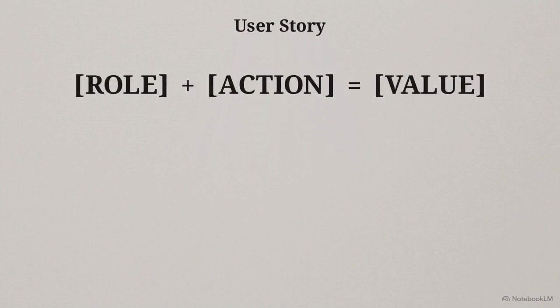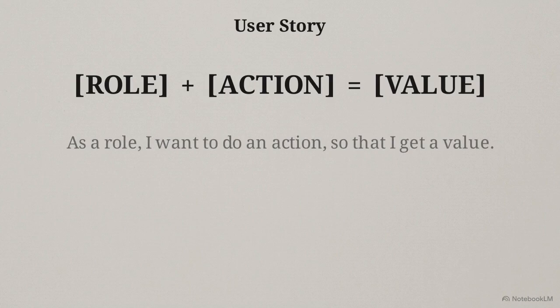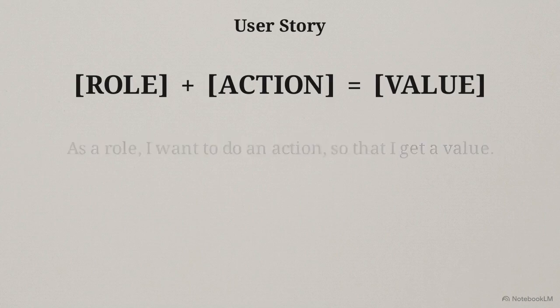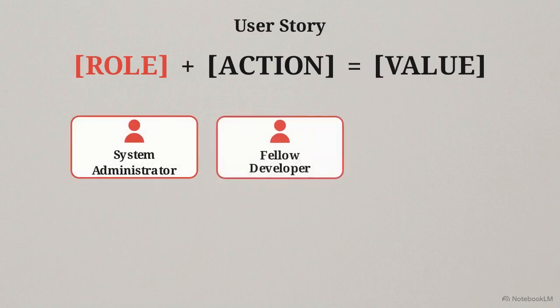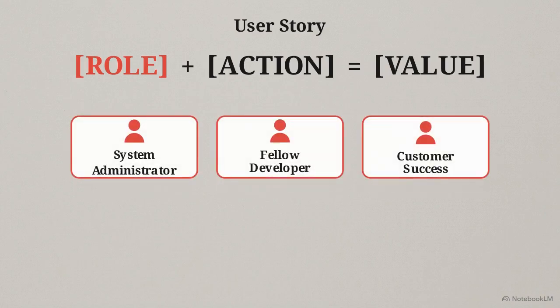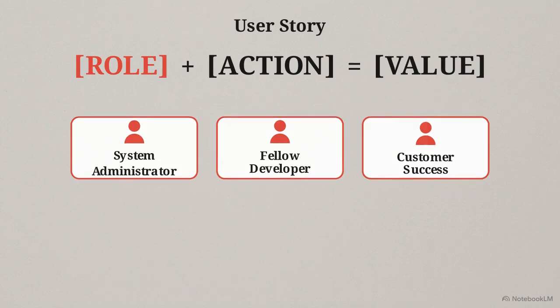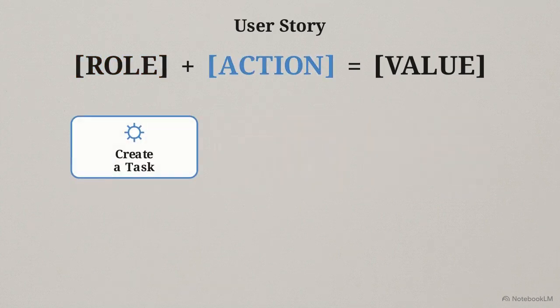Think of it as a structural formula for empathy. As a role, I want to do an action so that I get a value. The first variable forces you to identify exactly who needs the feature. Are you building this for a system administrator, a fellow developer, or a customer success agent?